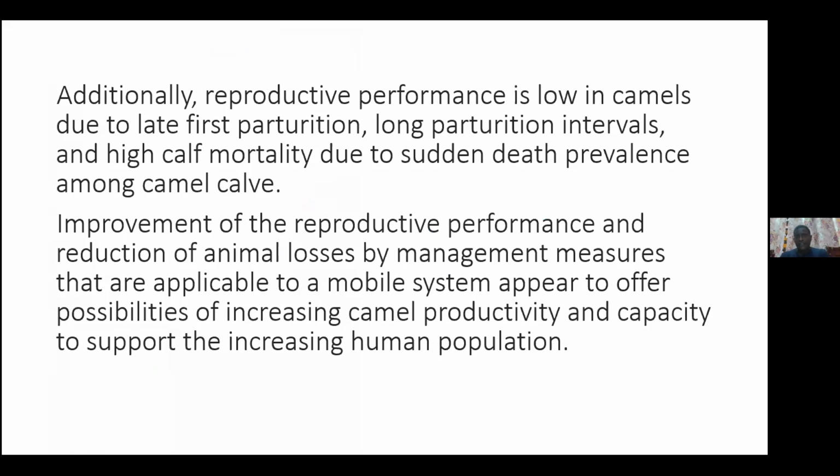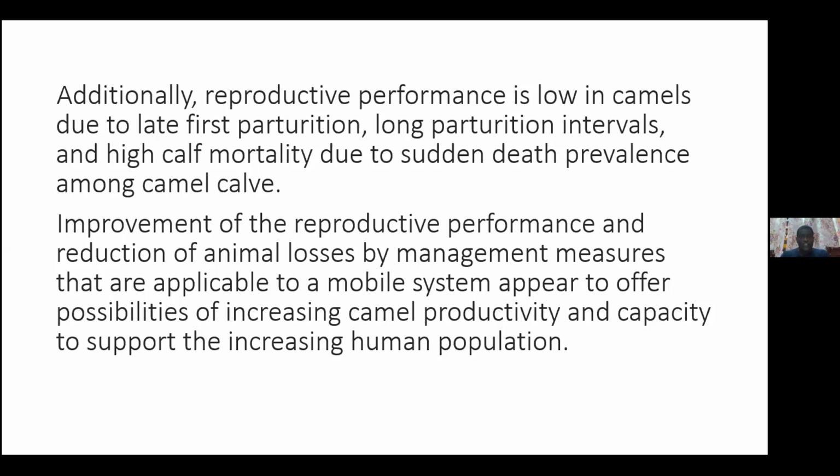Additionally, the reproductive performance is low in camels, because of the late maturation, so the camel may stay about 30 months between calvings. Also, the maturity age in the camel is very high, with a long calving interval, as we say, and there is a high calf mortality rate due to sudden death, very relevant among camel calves, especially in the pastoral area. But the ratio is very low in the camel farming system.